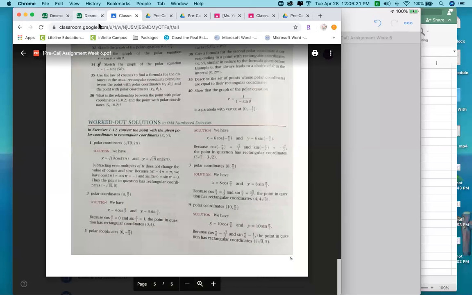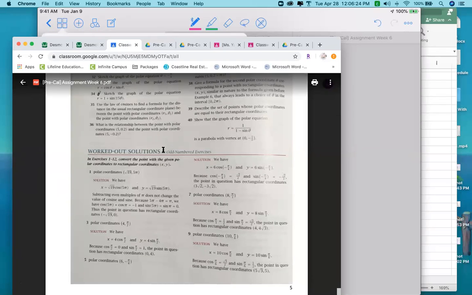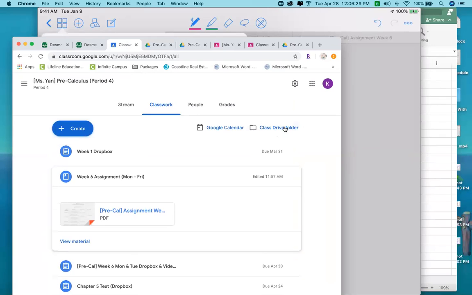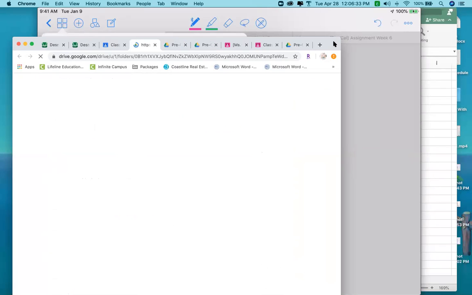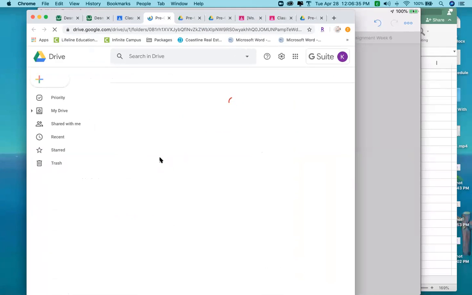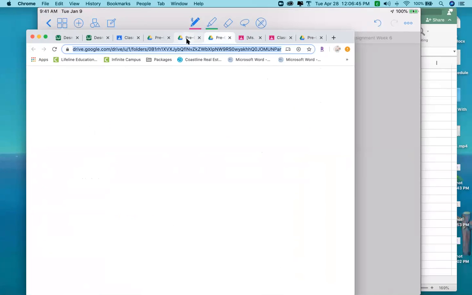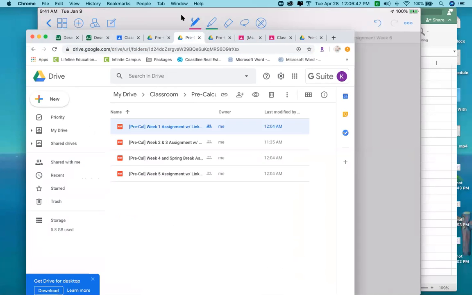Another thing I did yesterday was if you go to the class folder, I don't know how your end looks like, but mine looks like this. I have a class folder. I loaded it earlier. If you open it, it will look like this, with all the assignments listed.